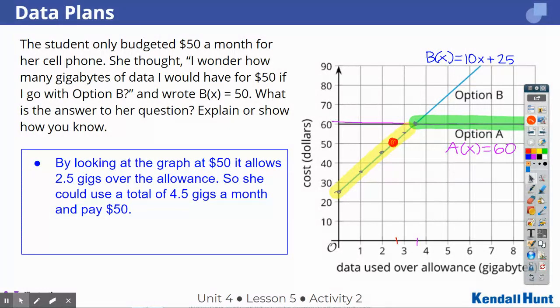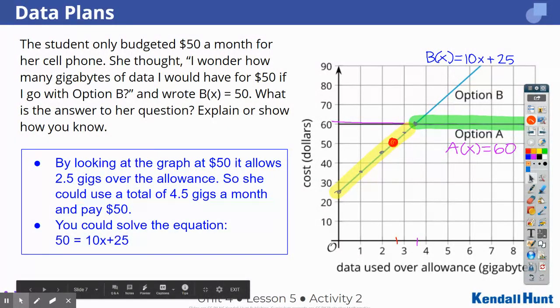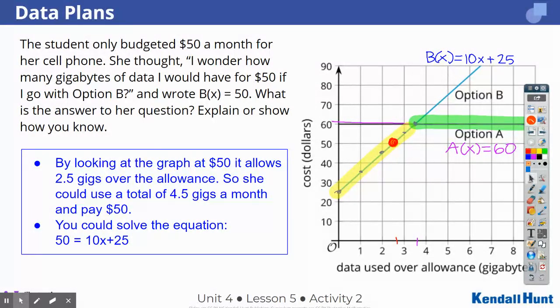A second way that you can figure that out is by plugging it into the equation. So setting 50 equal to 10x plus 25, you can solve for x by subtracting 25 from both sides, and then dividing by 10. That would give you x equals 2.5. And you would add the original 2 gigabytes of data that came with the plan.